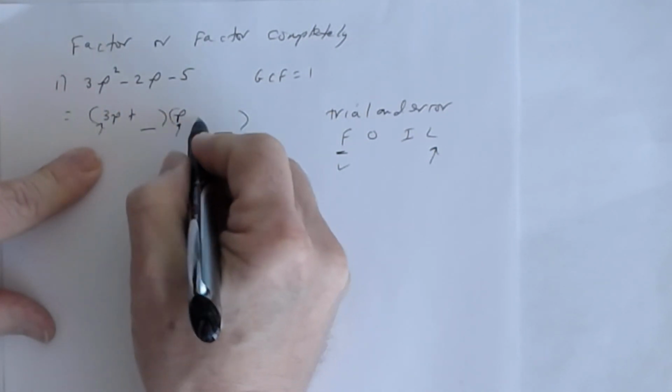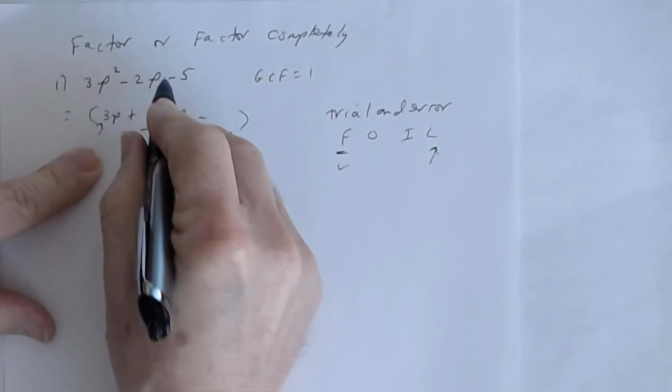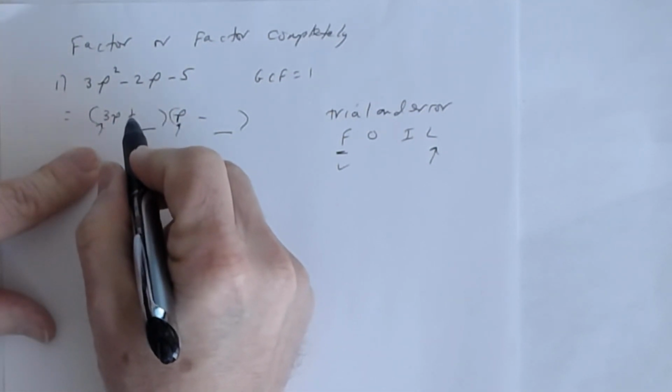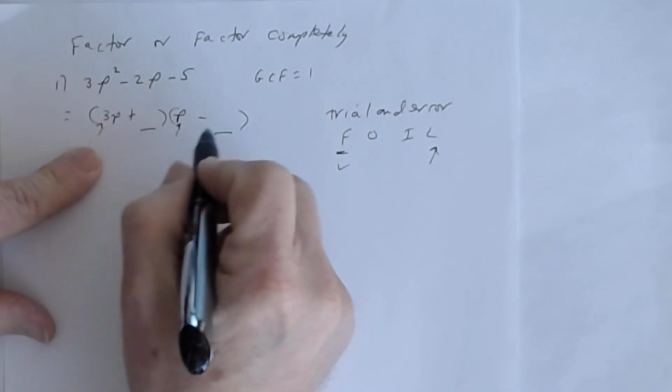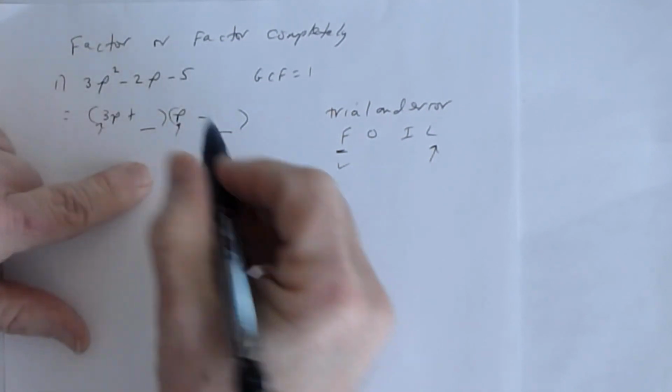A positive times a negative is a negative, right? Or a negative times a positive is a negative. So they have to be different. And for right now, all I'm going to do is put a plus symbol here and a subtraction symbol here. Now let's talk about the 5.